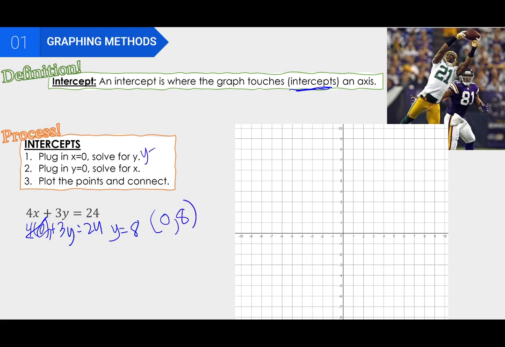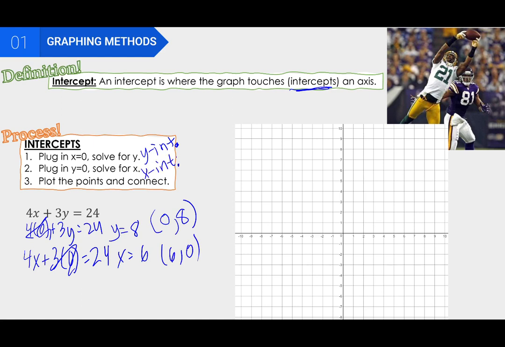All right, that's the y-intercept. And then for my x-intercept, I'm going to do the opposite. Plug in 0 for the other one. That part goes away. Divide by 4. X equals 6. So (6, 0) is called the x-intercept.